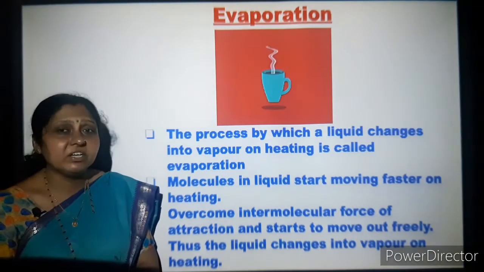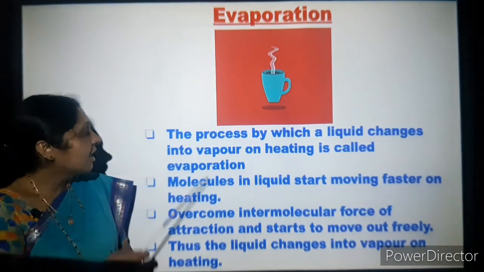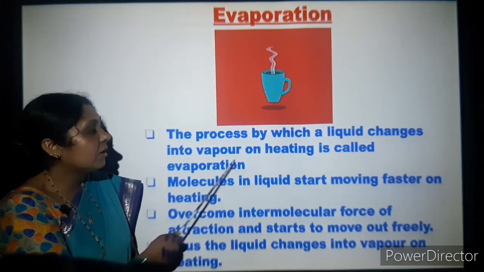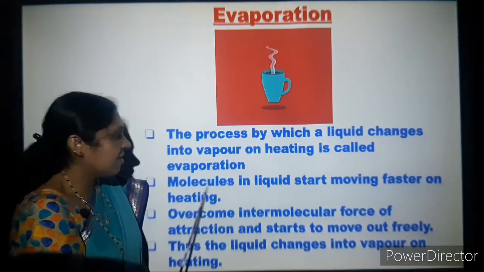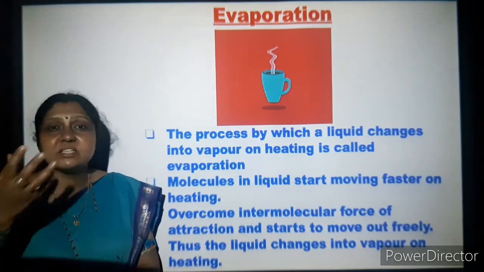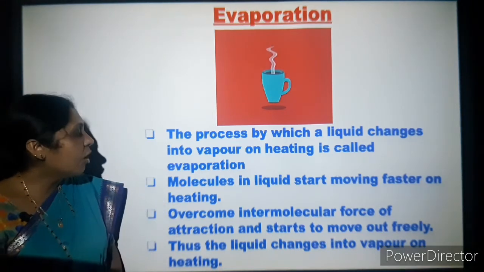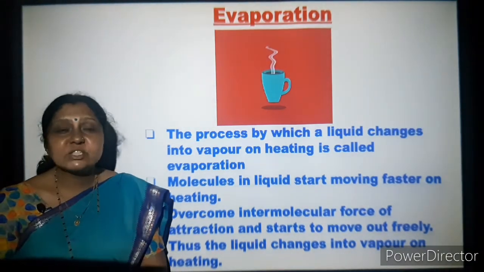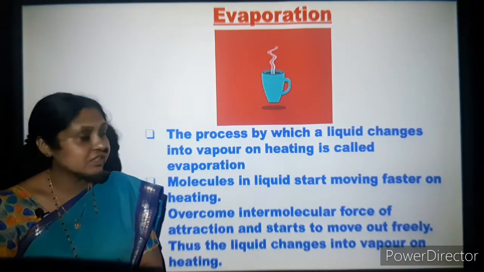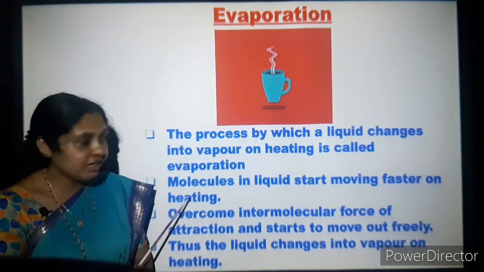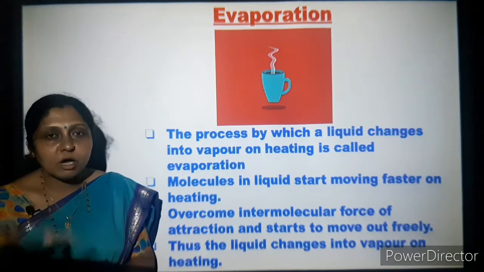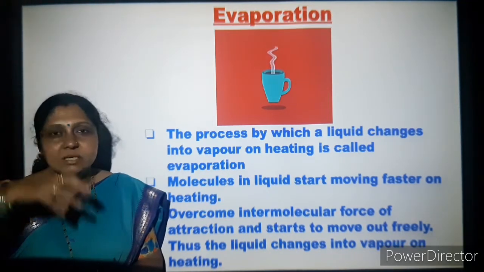Next is evaporation. So, you have the picture here. The process by which a liquid changes into vapor on heating is called evaporation. The process wherein the liquid changes to the form of gas, or here it is the vapor. Vapor is the gaseous form. That is called evaporation.